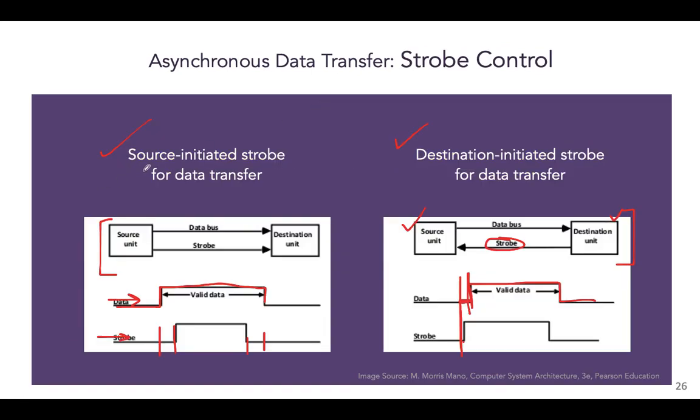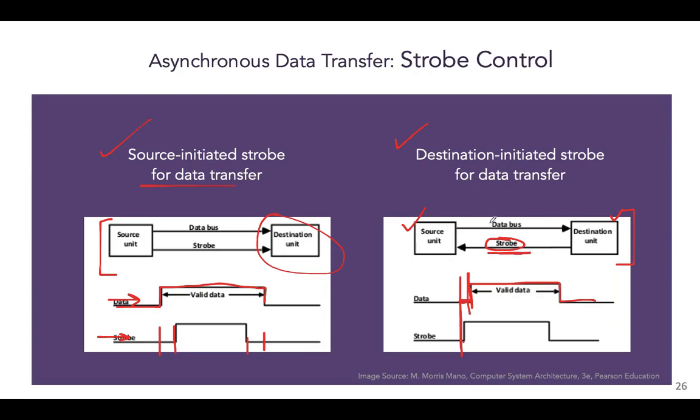Because in source initiated transfer, what's happening is the source unit places the data on the bus and it places the strobe. And that is it. That is all the source unit does. It doesn't know if the destination has actually received the data that it placed on the data bus. And in case of destination initiated transfer, when the destination unit sends a strobe pulse to the source unit, it has no way of knowing whether the source unit has actually received its notice, whether the source unit has actually received the message.